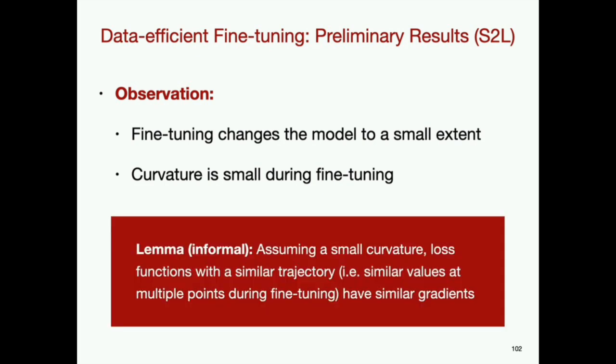So what we can show, and this is again preliminary, is that, assume we are looking at the loss of two examples during fine-tuning. And fine-tuning is usually a few epochs, not very long. Let's put together all these loss values to get the loss trajectories. If two examples have similar loss trajectories during fine-tuning, and this trajectory is not long because fine-tuning is short, then we can show that these two examples have very similar gradients during fine-tuning as well.